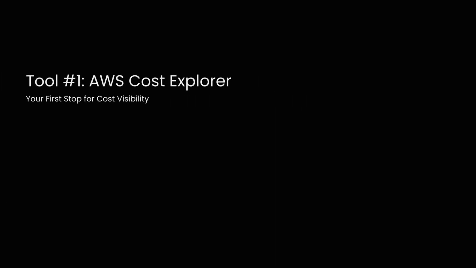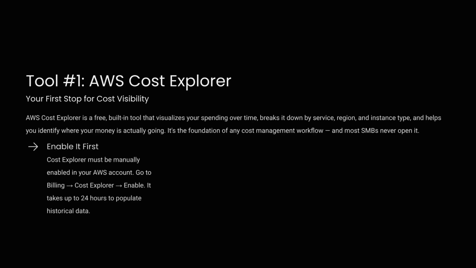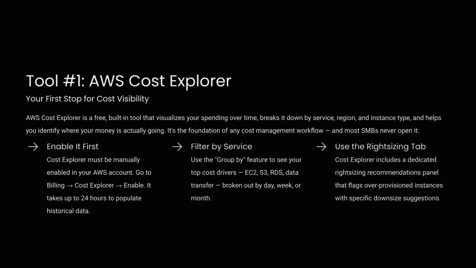AWS Cost Explorer is your first tool for cost visibility. It's a free, built-in tool that visualizes spending. First, enable it in your billing settings. Then, use the Group By feature to filter by service and see your top cost drivers. Finally, use the Rightsizing tab for specific instance downsize suggestions.